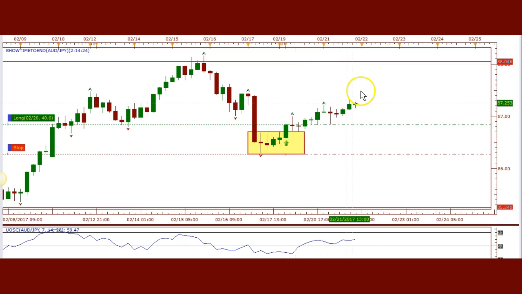But now we're looking for the market to go to this point here. We kind of let the market guide us with the fractals. So that's what I'm looking at with this Aussie yen.